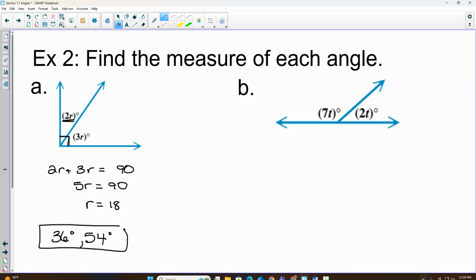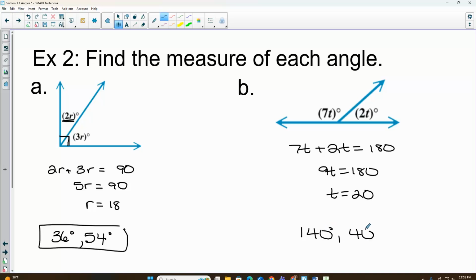You guys try B. That adds up to? A line is a straight angle, 180 degrees. And I think everybody had t equals 20. So if you plug that in, your actual angles were 140 degrees and 40 degrees. So far, so good? Okay.